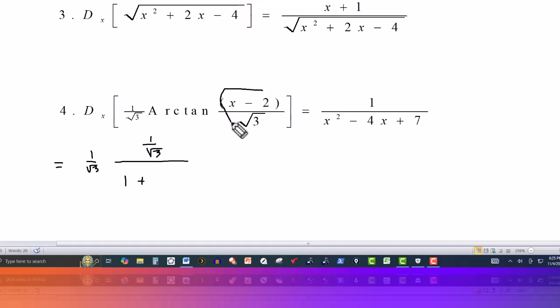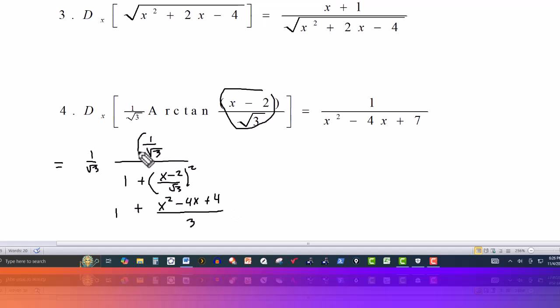And then in the denominator, again, it was 1 plus u squared. Again, this plays the role of the u. So it's x minus 2 over the square root of 3, quantity squared. And instead of writing the whole thing again, I just put this in the bottom here. So it's 1 plus. Let's square this. That'll be x minus 2 squared, squaring a binomial. So it's x squared minus 4x plus 4. And then square the radical 3, that gives me 3.